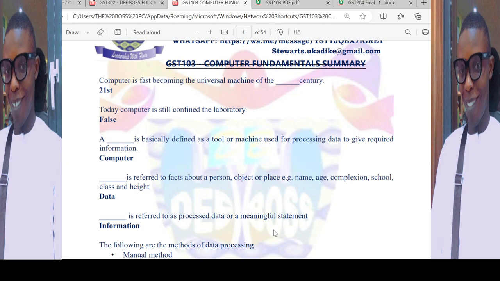Tonight, we'll be looking at Computer Fundamentals, a course coded GST103. GST103 is a general course for 100-level students in the National Open University of Nigeria. It is a course prepared to introduce you to basic things about computers.